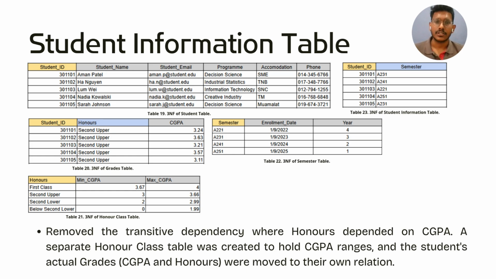Okay, next will be the student information table. So we organized student data into five focused tables. There is a student table, which has personal info about students, and there is a grade table for academic performance, and next is the semester table for enrollment timelines, and the online class table for grading rules, and the student info table for linking students to semesters. Fifth, we fixed the honors depending on the CGPA issue by separating them.